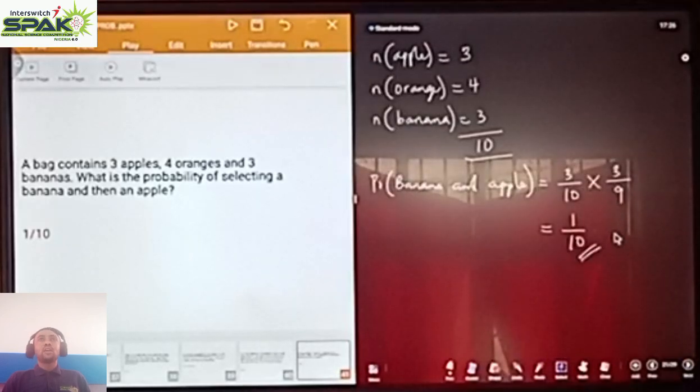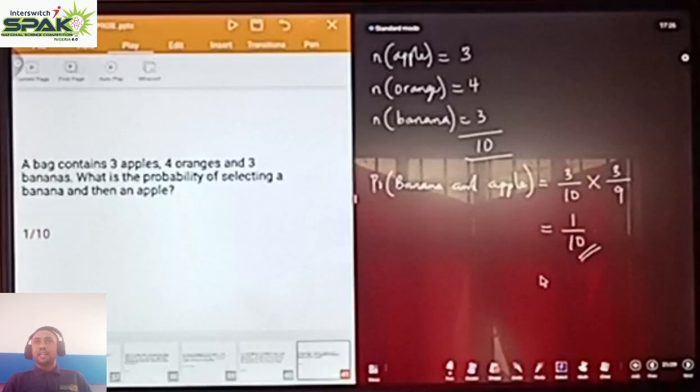We have a bag containing 3 apples, 4 oranges, and 3 bananas. So we have here number of apple, number of orange, number of banana. What's the probability of selecting a banana and then an apple? So when you pick a banana, the probability of banana is 3/10.